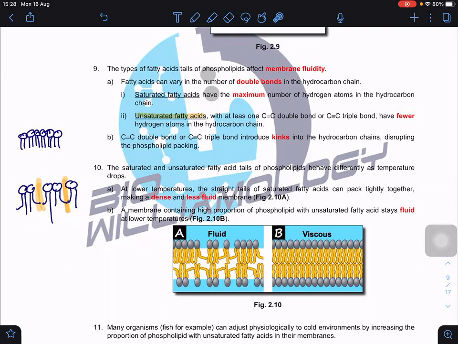So a membrane containing a high proportion of hydrophobic unsaturated fatty acid will stay fluid at a low temperature. My mistake here, guys, this is B, change it. This is A. Okay, so a membrane with straight tails of saturated fatty acid packed tightly together is a less fluid membrane. So it's diagram 2.10B. A membrane containing a high proportion of phospholipid with unsaturated fatty acid will stay fluid at lower temperature because they have the space to vibrate. So similar to animal fat compared to plant oil.